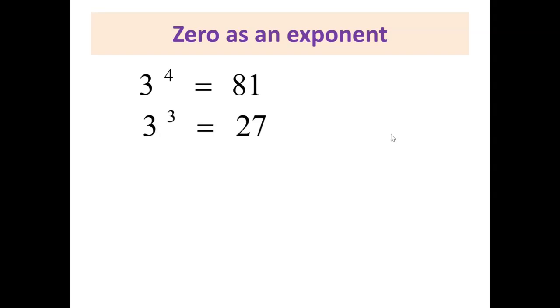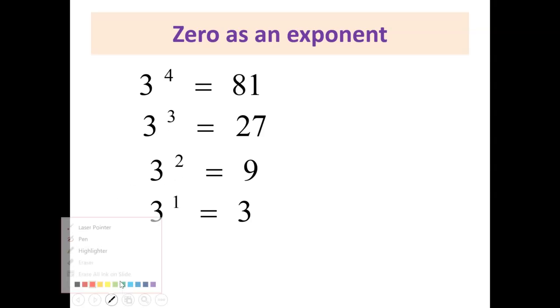Now, I'm going to decrease my exponent by 1, keeping the base the same. 3 to the power 3 equals 3 times 3, 9. 9 times 3, 27. Let's keep decreasing. 3 to the power 2 will be 9. 3 to the power 1 will be 3. Now let's look at the pattern, what happens on the right side.